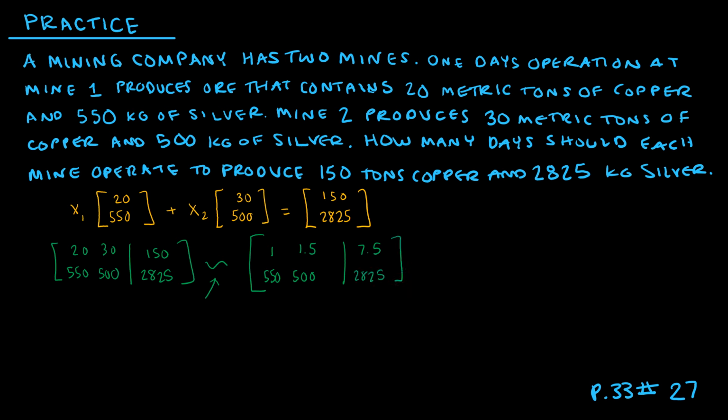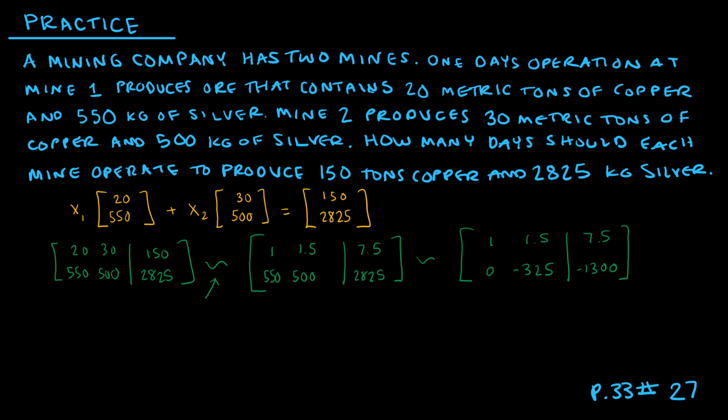And now that 1 is a pivot, I need to make 550 into a 0. So what I'm going to do is take negative 550 times row 1 and add it to row 2 to get my new row 2. This is still 1, 1.5, 7.5, and this is now 0, negative 325, and negative 1300. Again, that's negative 550 times row 1 plus row 2.